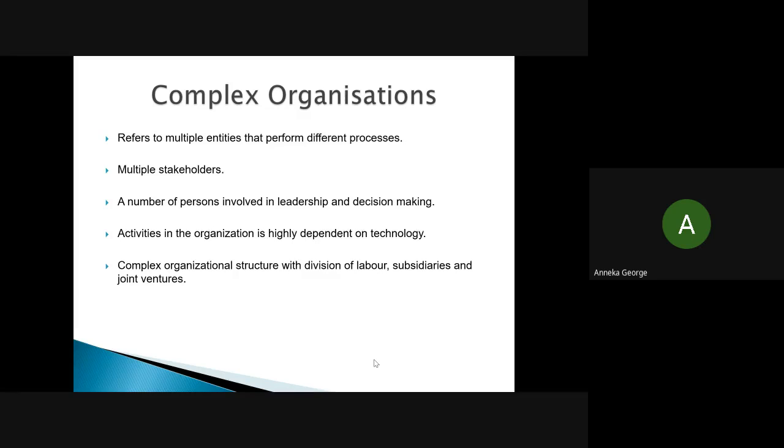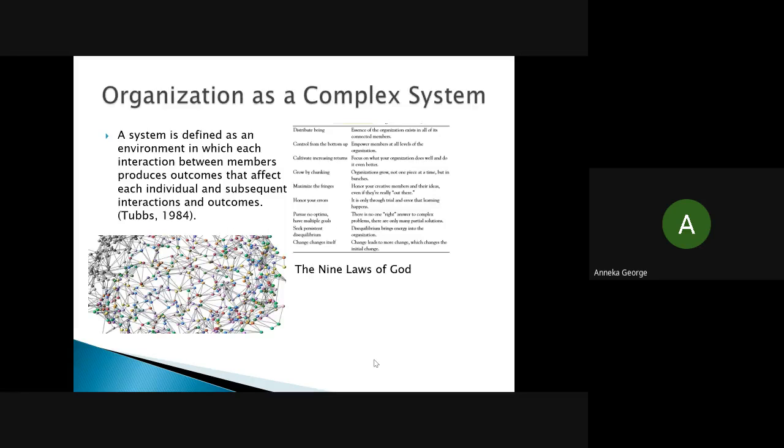So now we are going to look at organization as a complex system. According to Tubbs, Alex, are we going good so far, right? Just making sure I get a little check.